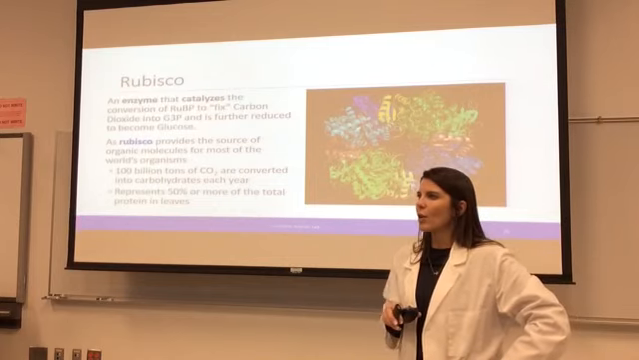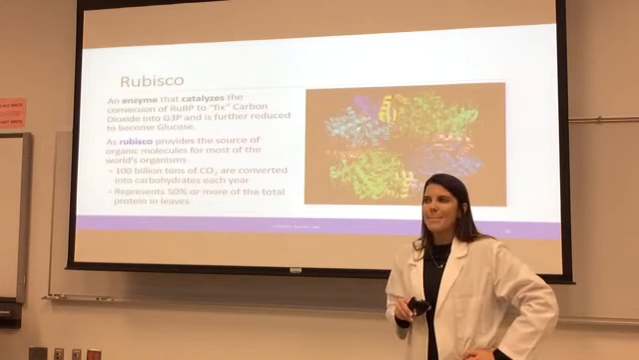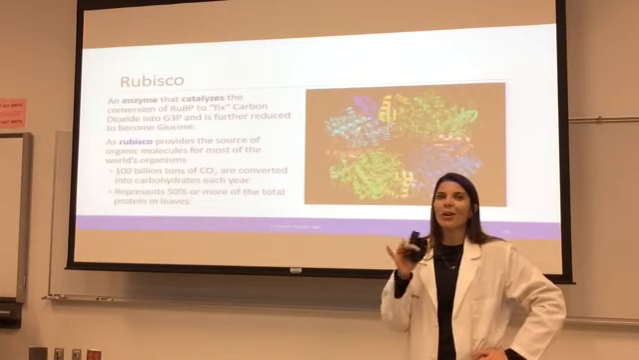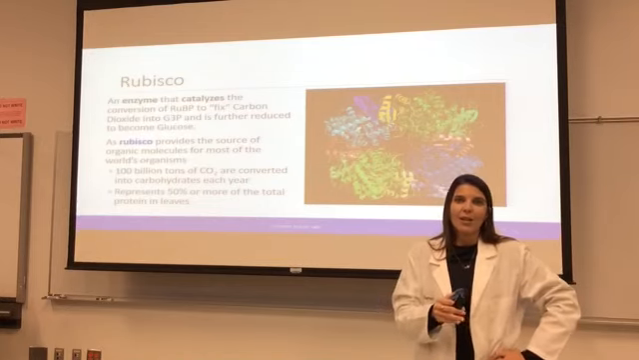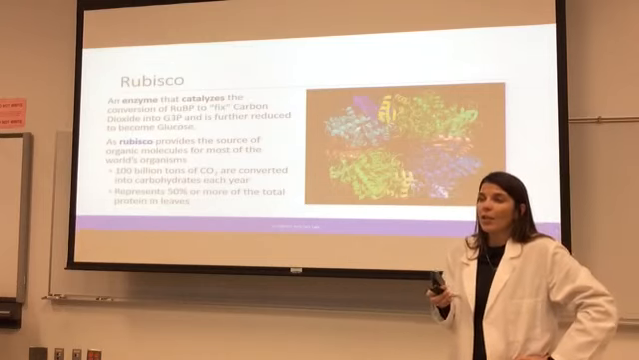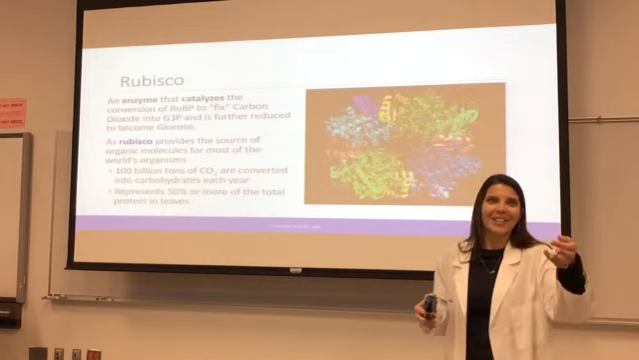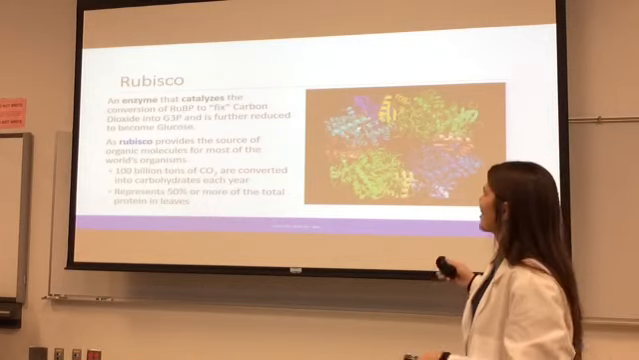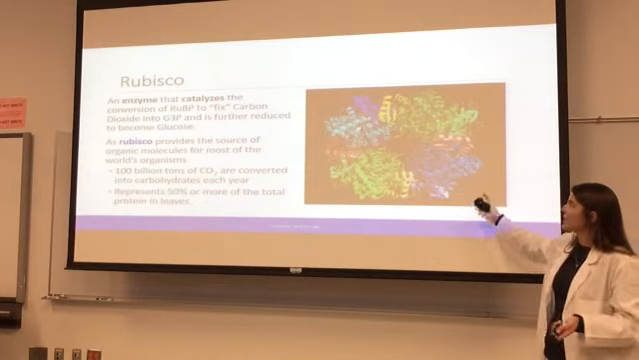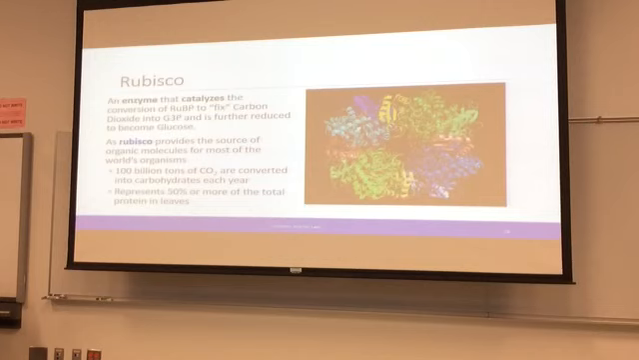Rubisco represents 50% or more of the total protein in leaves. It's an enzyme, and all enzymes are proteins. There's a whole lot of Rubisco in the leaves of photosynthetic organisms. Why in the leaves? That's where photosynthesis takes place. Yes. This is a diagram of Rubisco, that enzyme. Is this a random shape? No. It's 100% intentional. There's no random aspect to that at all.